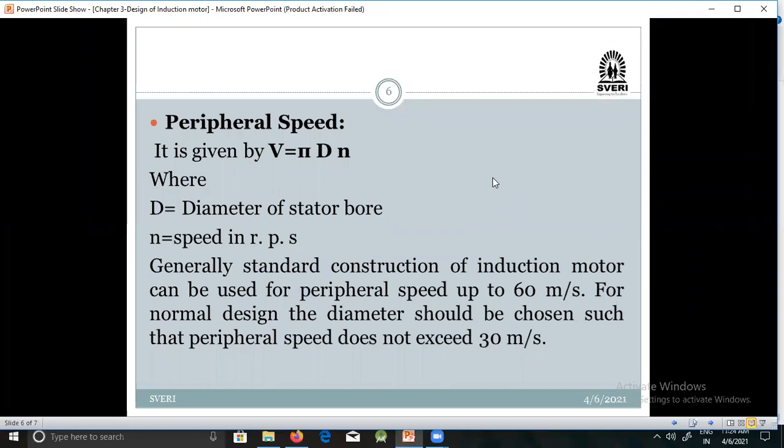Now, what is the formula for finding the peripheral speed for the induction motor? The v notation is used for the peripheral speed of the induction motor. What is that peripheral speed? v is equal to pi d n, where d is the diameter of that particular stator bore, and n is the speed in RPS.